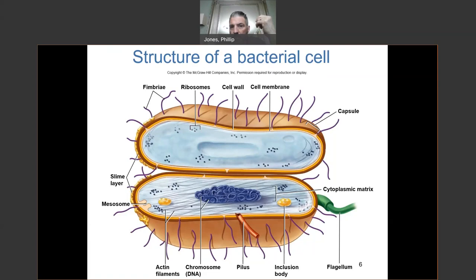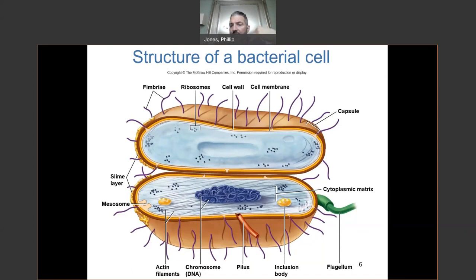The cell wall would be very similar to ours, just for protection. The cell membrane, once again, is what the bacteria uses to control what comes in and out of the cell.